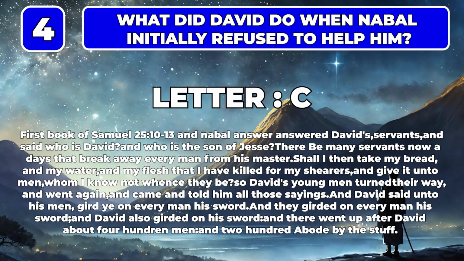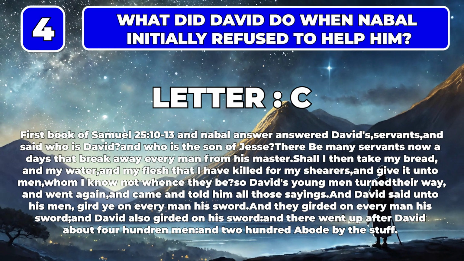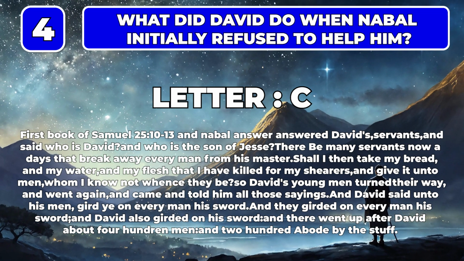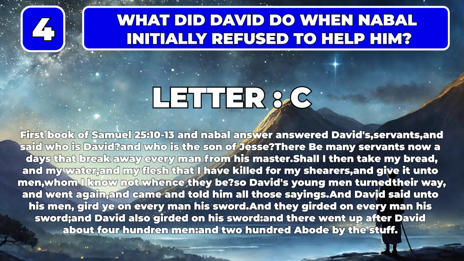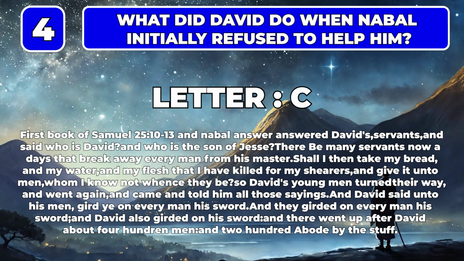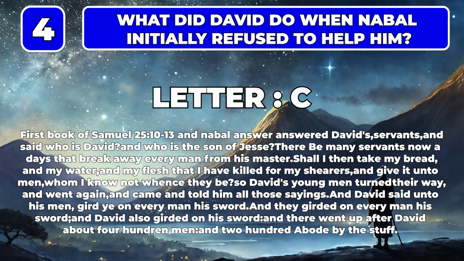The right answer is letter C. First book of Samuel chapter 25 verse 10 to 13. And Nabal answered David's servants and said, Who is David, and who is the son of Jesse? There be many servants nowadays that break away every man from his master. Shall I then take my bread and my water and my flesh that I have killed for my shearers, and give it unto men whom I know not whence they be?